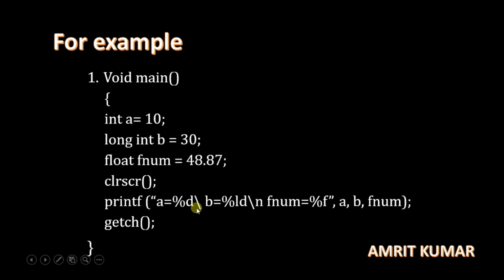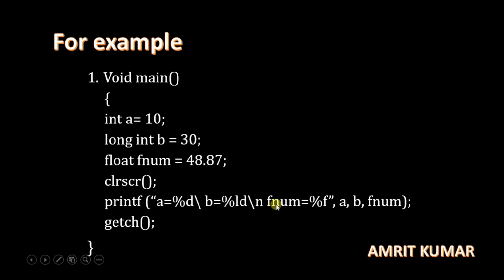So A is equal to percentage D, which is for an integer, followed by backslash n, which is for a new line. B equal to percentage LD. Percentage LD is used for long, or we can say double, so the value of B will be here, which is going to be 30. Backslash n is the escape sequence for the new line. Percentage LD is the format specifier used to store long values.